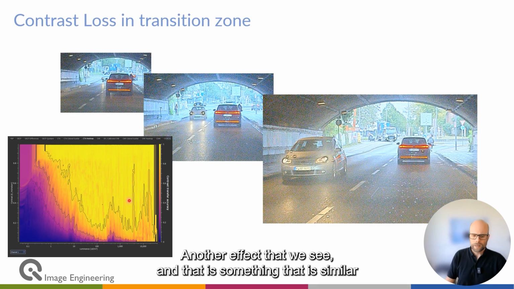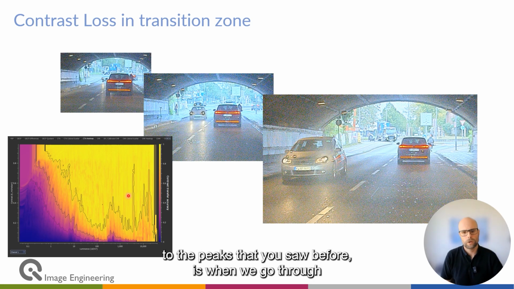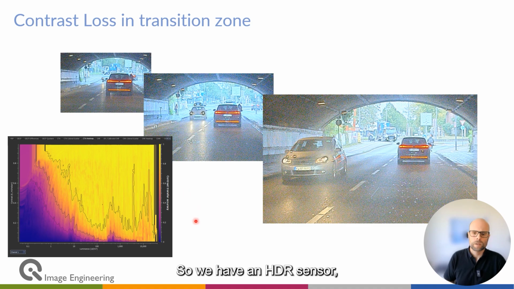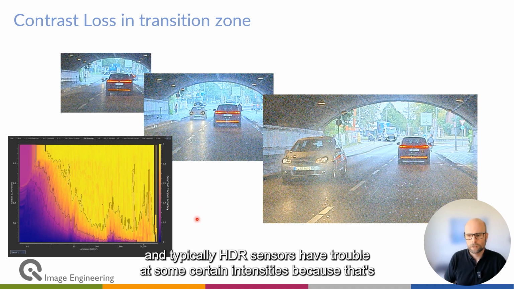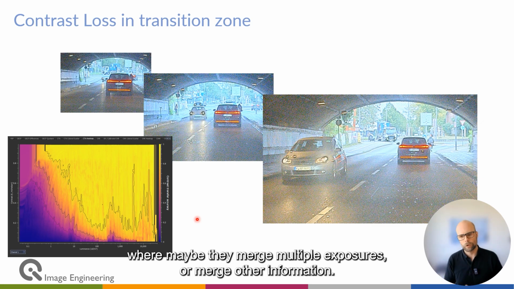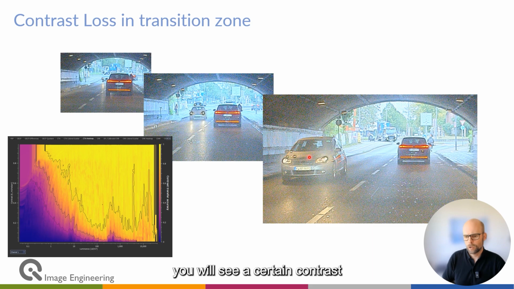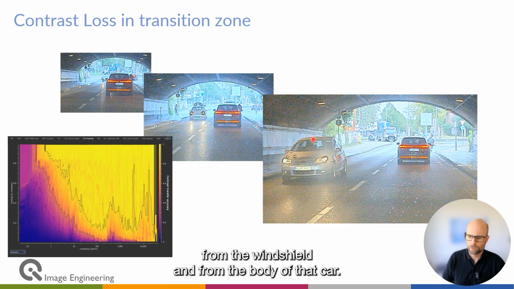Okay. Another effect that we see, and that is similar to the peak that you saw before, is when we go through different transition zones of the camera. So we have an HDR sensor, and typically HDR sensors have trouble at certain intensities, because that's where maybe they merge multiple exposures or merge other information. And we see that here if you have a closer look at this silver car, so there is a certain contrast between the windshield and the body of that car.